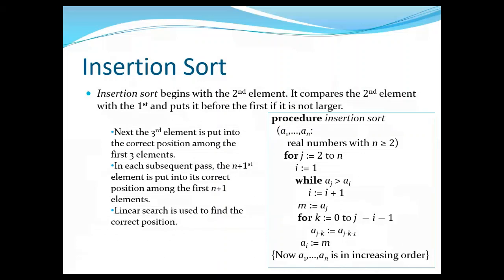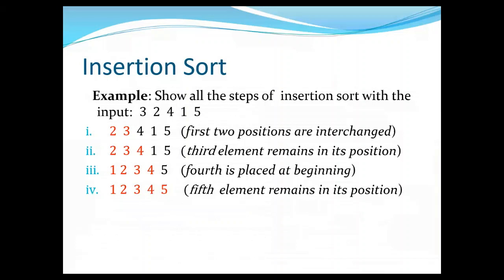At this point, the first two elements are in correct order. The third element is then compared with the first element. If it's larger than the first element, it is compared with the second element. It is inserted in the correct position among the first three elements. So for example, the insertion sort first compares 2 and 3. Because 3 is greater than 2, it places 2 in the first position, producing the list 2, 3, 4, 1, 5.